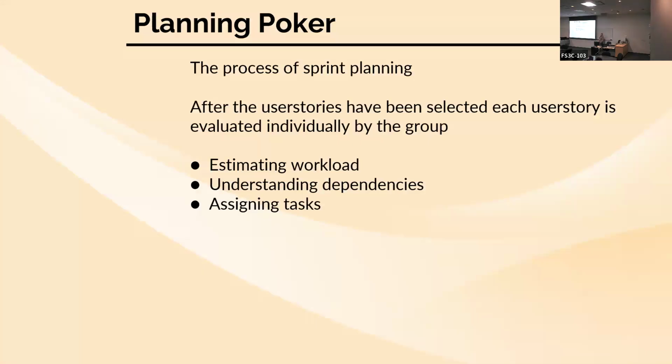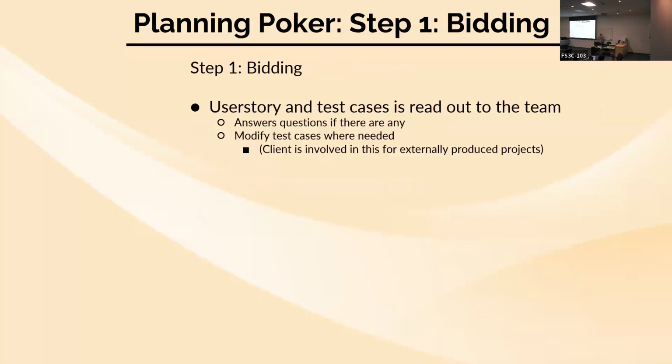All right, so what planning poker is: you go through that list of user stories in your sprint backlog, you estimate the workload across them, you understand the dependencies between them, and you assign the tasks involved in them. So it's the same goals as sprint planning, the same thing we're trying to do from the previous notes. It's just a more organized way of going about it. So the first step is bidding on those user stories.